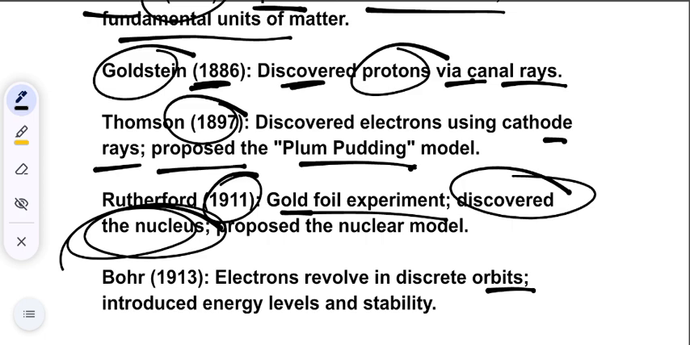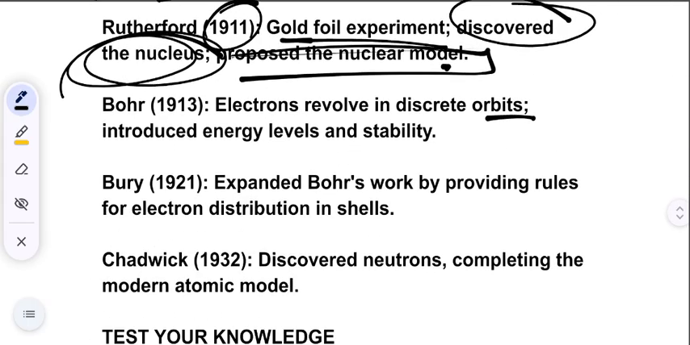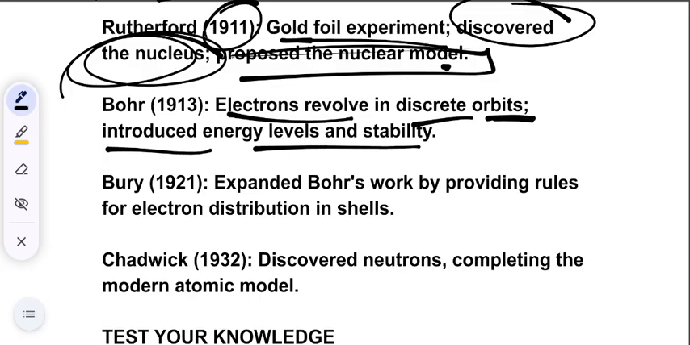The nucleus is the hard, dense central core inside which protons and neutrons are present. He proposed a nuclear model as well. Fine. Bohr-Bury scheme, you learned right now: electrons revolve in discrete orbits. You read right now that it introduced energy levels and stability.